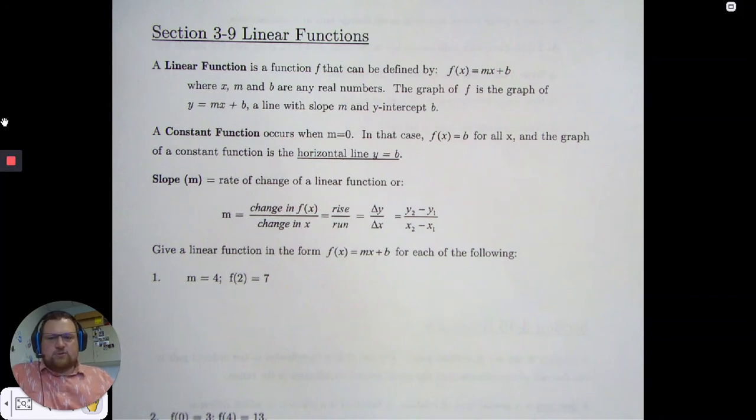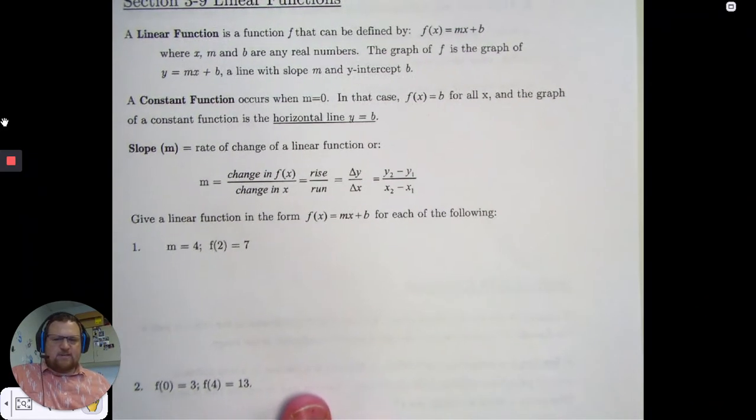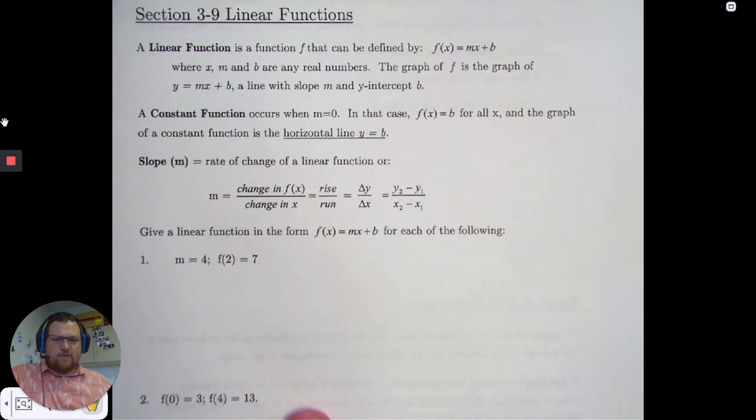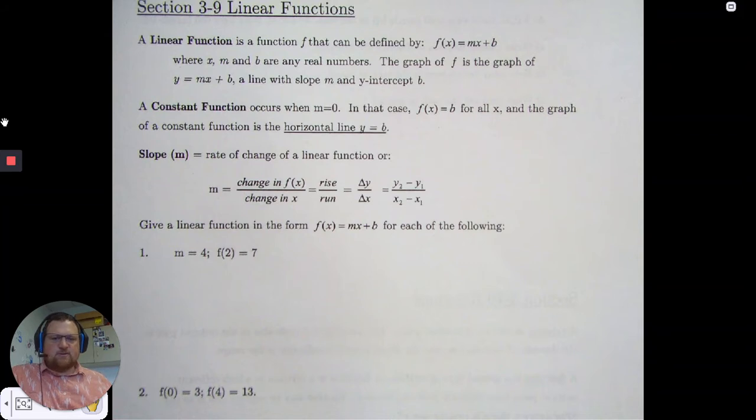Hello and welcome to 3.9 and 3.10. We're going to be talking about linear functions and then relations. So this is just kind of a continuation of what we started the other day in 3.8. To start off with, we just want to touch base and make sure that we're all on the same page.